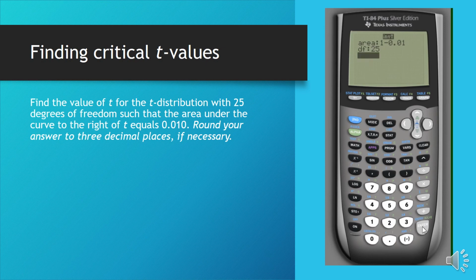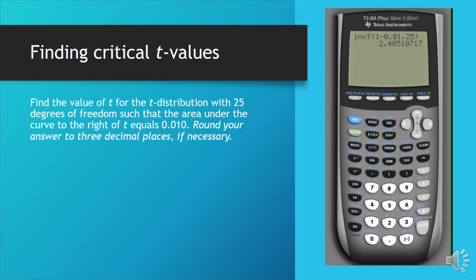Now, what you're going to see in this example as we use the calculator is that by default, your calculator is going to expect you to input the area to the left of T. Since our example gives us the area under the curve to the right of T, we're going to have to do 1 minus that area so our calculator knows the area to the left. Let's look at how we use the calculator in this example.